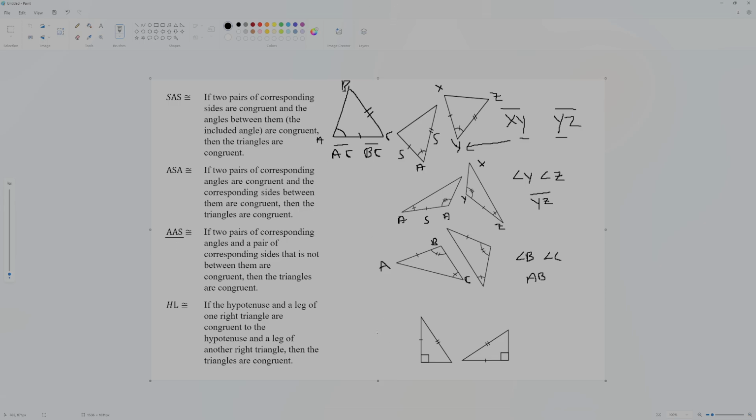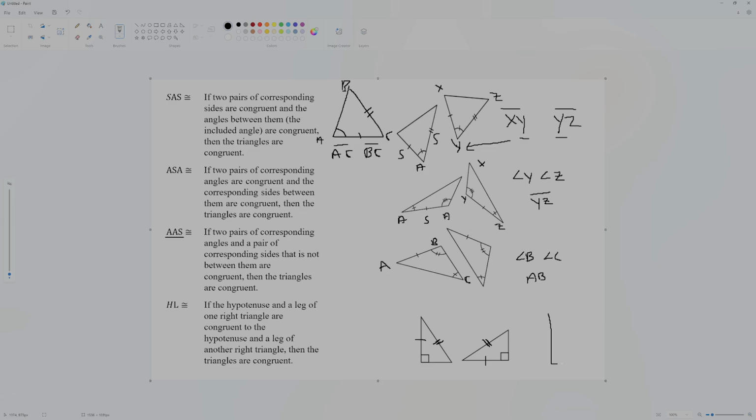And finally, we got hypotenuse leg. This only works if it's a 90-degree angle. If one of the legs is marked and the hypotenuse is marked in a 90-degree triangle, then you would say it would be hypotenuse leg.